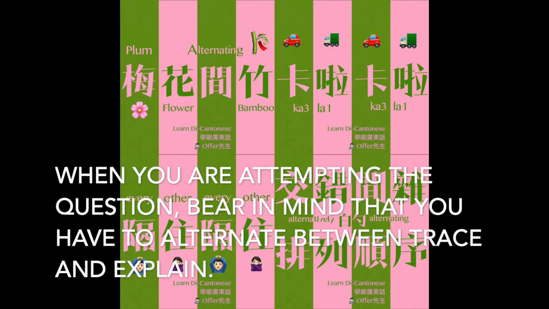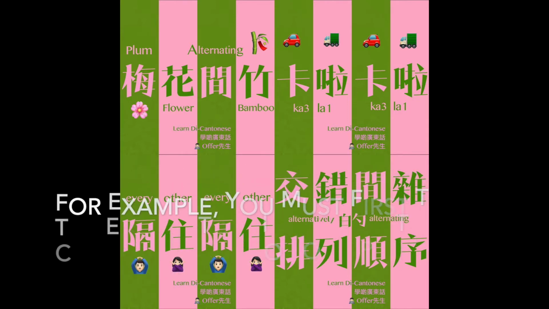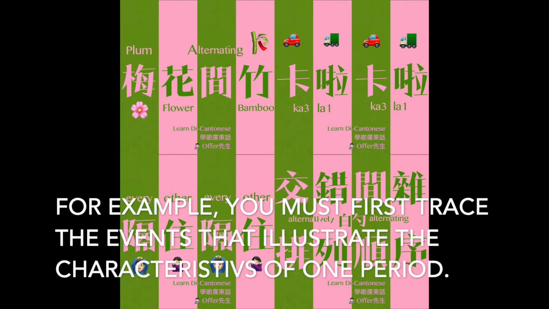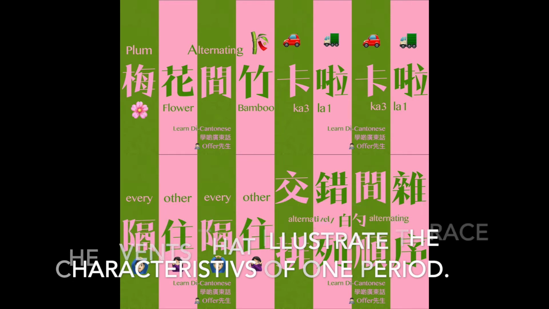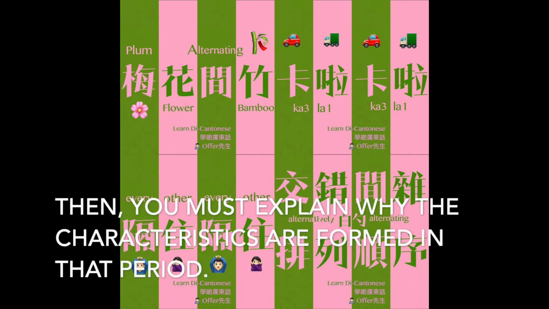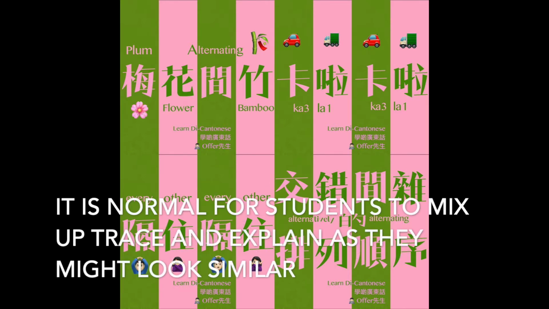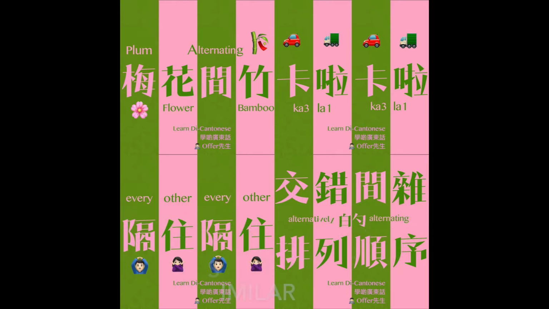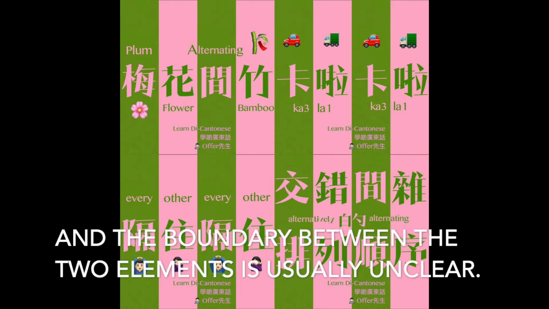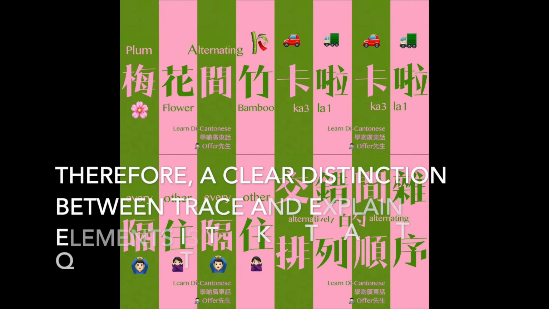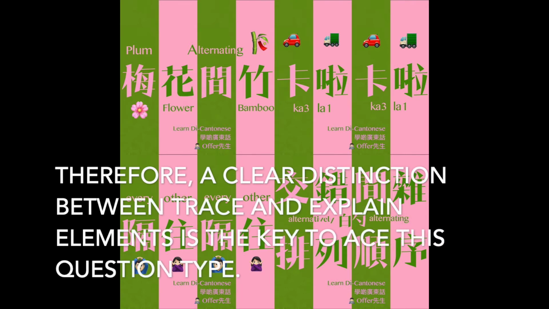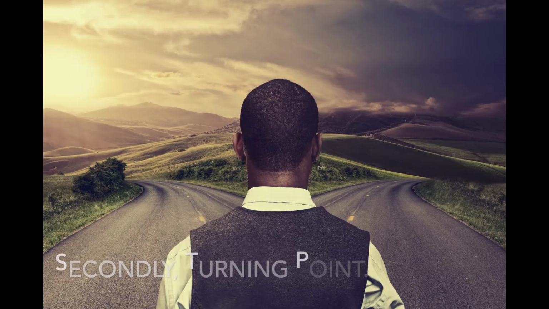When you're attempting this question, bear in mind that you have to alternate between trace and explain. For example, you must first trace the events that illustrate the characteristics of one period. Then you must explain why the characteristics are formed in that period. It is normal for students to mix up trace and explain as they may look similar and the boundary between the two elements is usually unclear. Therefore, a clear distinction between trace and explain elements is the key to ace this question type.